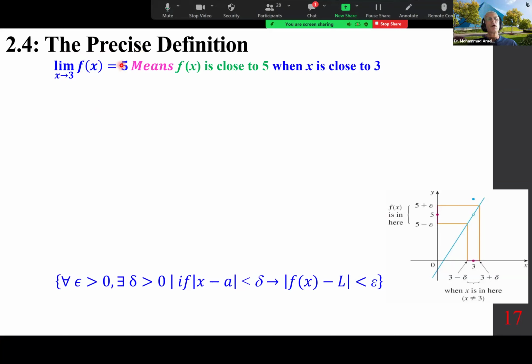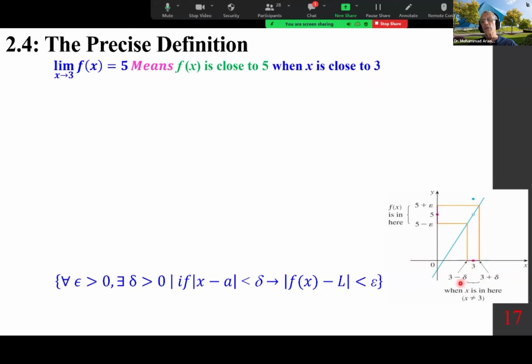2.4, the precise definition. The limit of f of x as x approaches 3 equals 5. It means f of x is close to 5 when x is close to 3. So when you look at the graph, f of x is close to 5 when x is close to 3, in some close distance to 3.